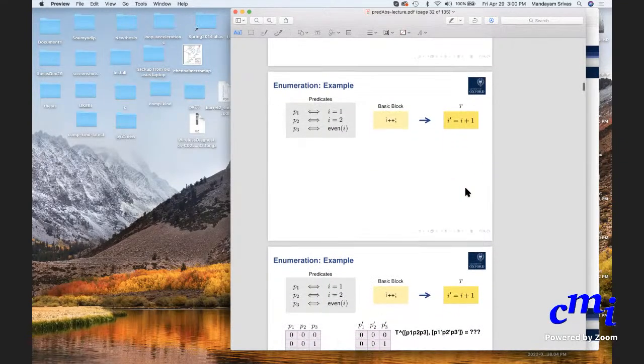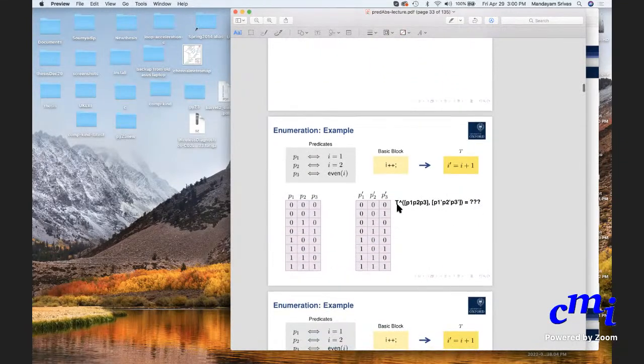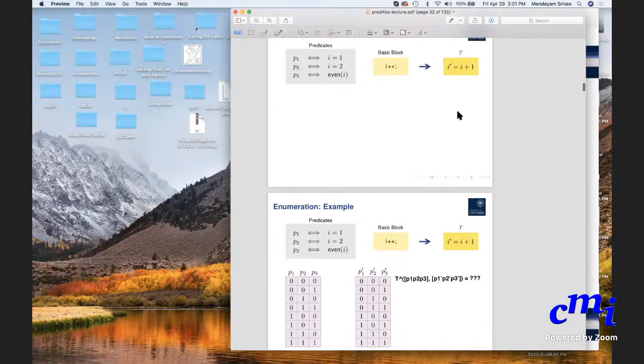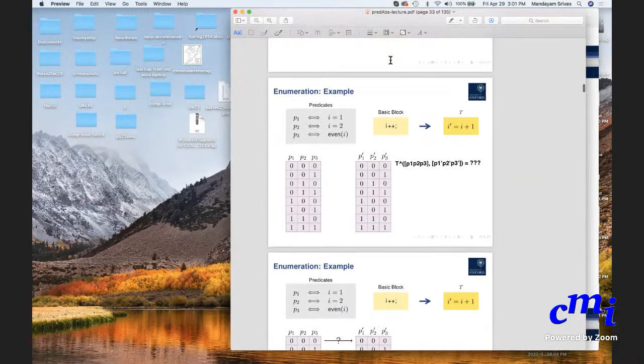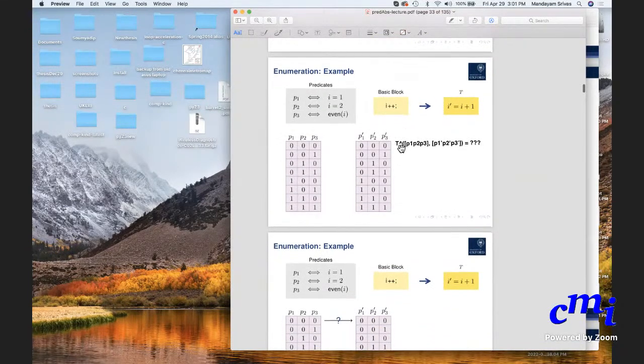Now we want to get a formula for the abstract transition relation corresponding to this relation representing this statement. Effectively, I want a formula that defines T cap in terms of P1, P2, P3, which is the pre-state, and P1 prime, P2 prime, and P3 prime. So a Boolean propositional formula. That's what I want. See, there is a way to do it.